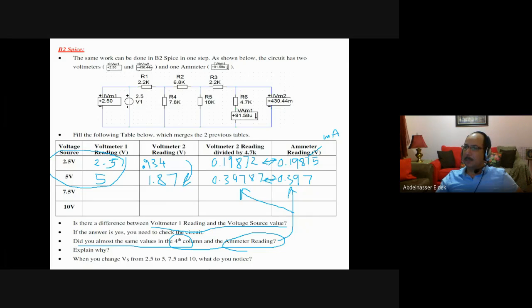Okay, so this is the last slide in this experiment. And in this experiment, the exercise is embedded in the lab work. So you have to do the same lab work as the exercise.